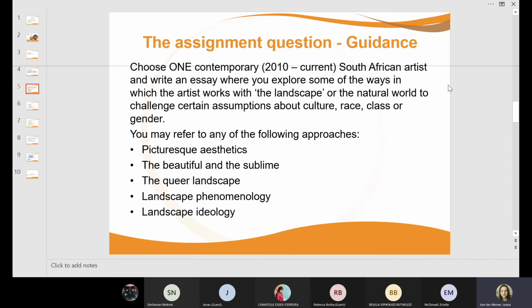And this is why I say this assignment is going to ask of you to take another step forward. The first assignment was straightforward in the sense that you only really had to apply the theory to an example, but here you need to answer a question as well. And the question is, how does the artist challenge these assumptions?